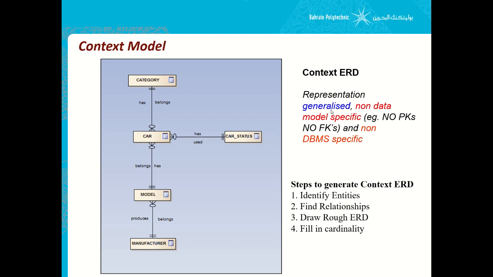It is not specific to a relational model or a hierarchical model or any kind of model, and we don't worry about the keys here. So it is not database specific. In this particular model, the only thing we have to do is identify the entities and all the relationships, draw a rough ERD, and find the cardinality. That is important. That means the relationship between them, whether it is M:N relationship. That is what we do in the contextual model or conceptual model.